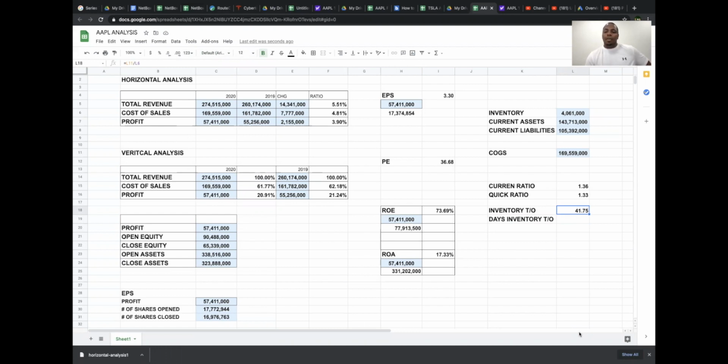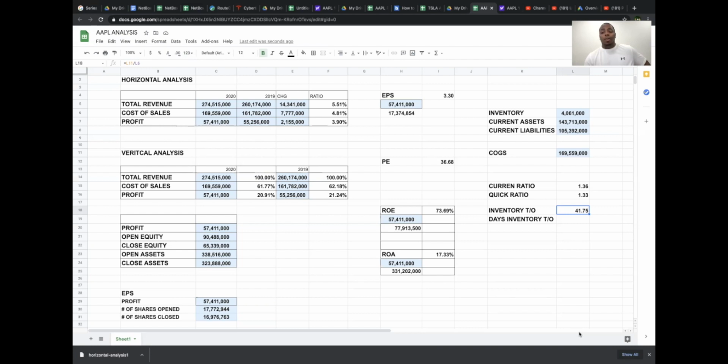It turns over its inventory 41 times a year, which is pretty amazing. And the higher that number is, the better it is, right? If a company turns over its inventory only one time a year, that company's not doing too well. Two times a year, not too well. Three times a year, still not doing too well. But a company that turns over its inventory 41 times a year is doing pretty super.